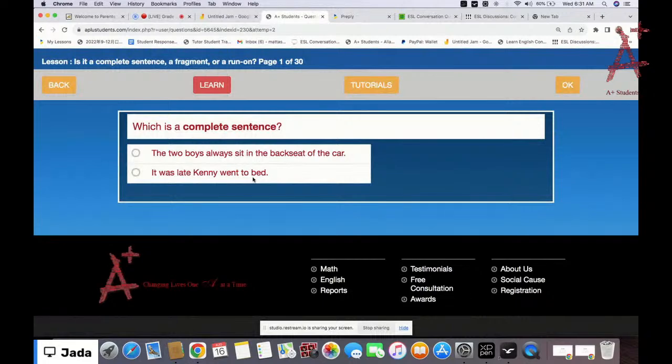So, if you look at the second one here, this is a run-on sentence because you have it was late. So, it was late is supposed to be on its own. Kenny went to bed. That's a different sentence, but it's joined together. So that's a run-on. So the first one should be the correct and complete sentence.